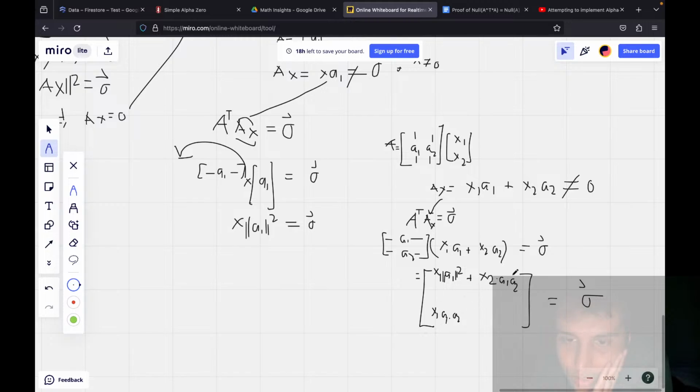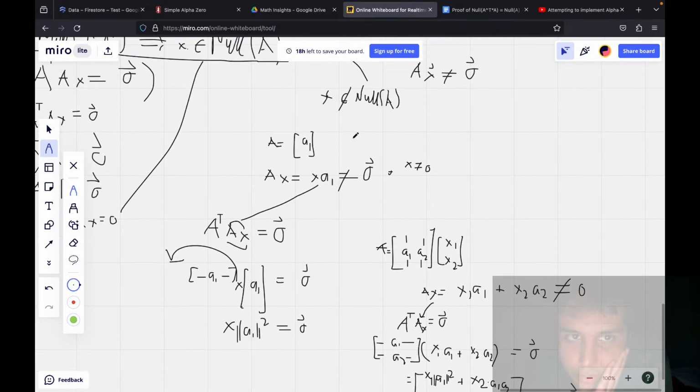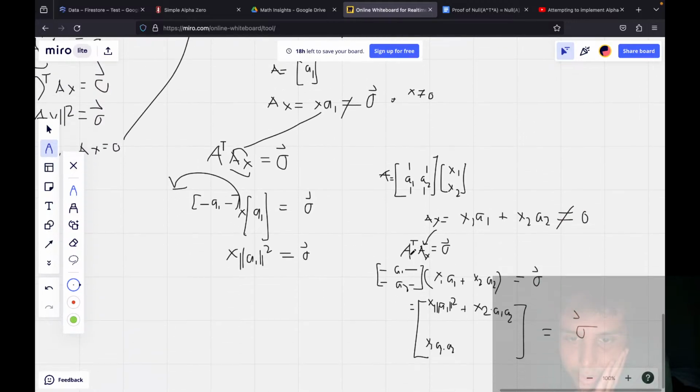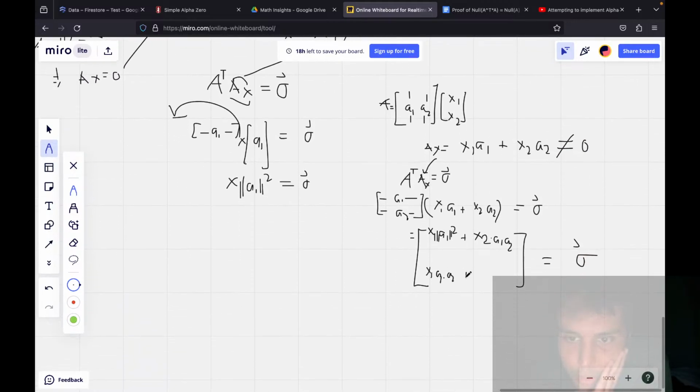If they're orthogonal, then yes. If a1, a2 are orthogonal, then we could easily prove by contradiction the statement, this direction right here. We could arrive at a contradiction, but unfortunately we can't, right? So then again, yes, we know this is the non-zero term.